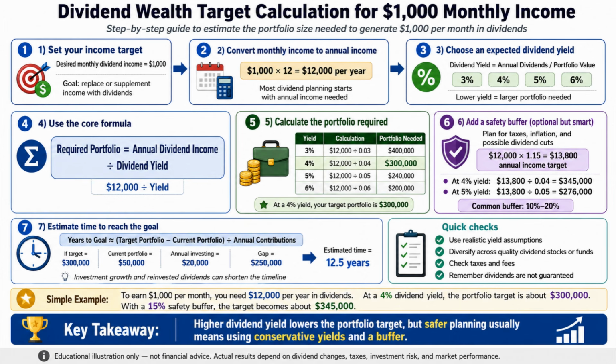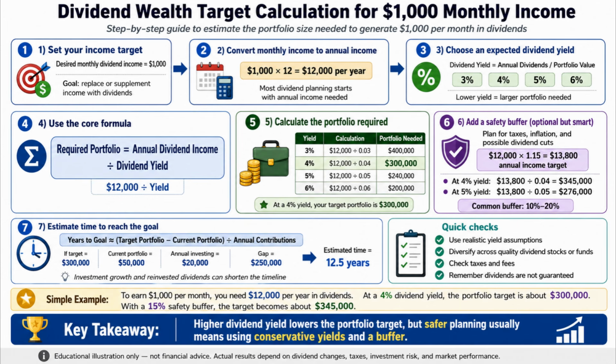At a 4% yield, $13,800 divided by 0.04 equals $345,000. At a 5% yield, $13,800 divided by 0.05 equals $276,000. This shows why adding a buffer can make the plan more realistic and safer.